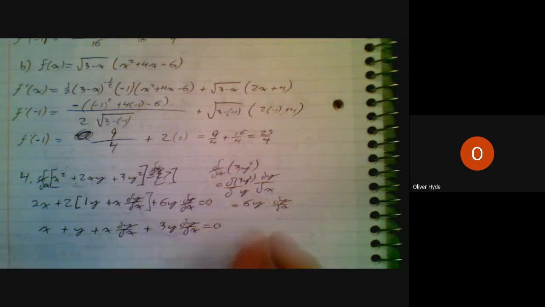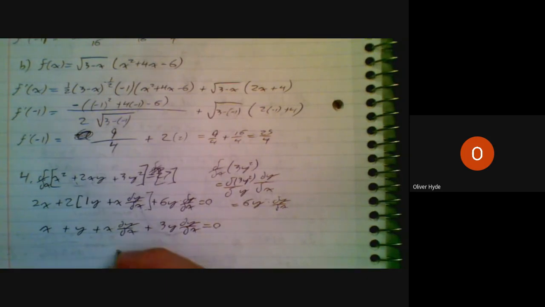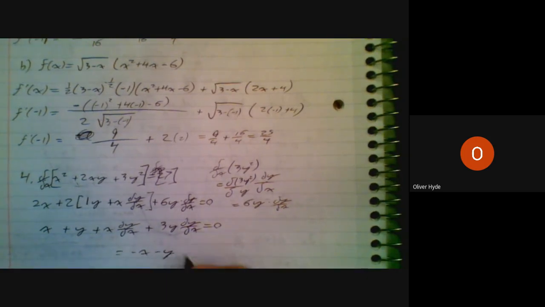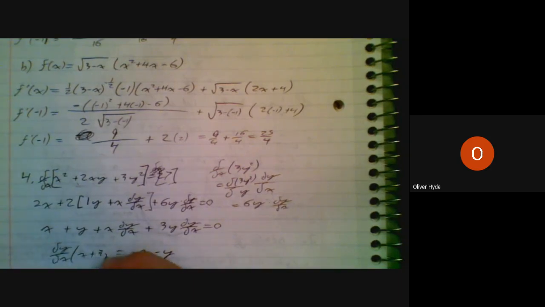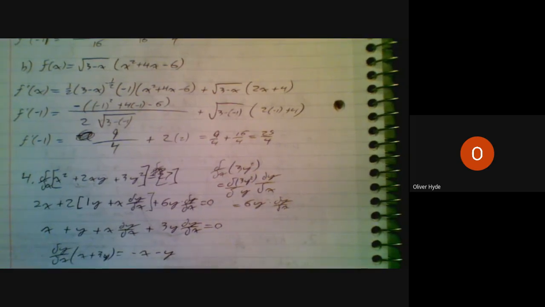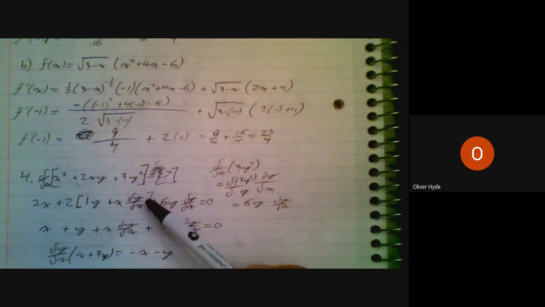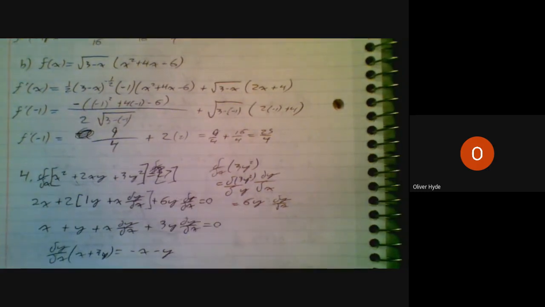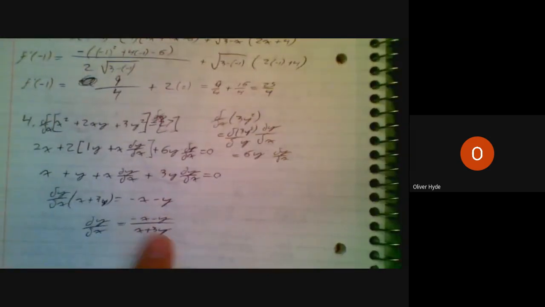Let's subtract x and subtract y from both sides, and remove a common factor of delta y by delta x on the left-hand side. And then let's divide both sides by x plus 3y. Once again, showing your work. It's not convincing to see a solution jump from here to here. Okay, even if, sorry, there you go, to there.